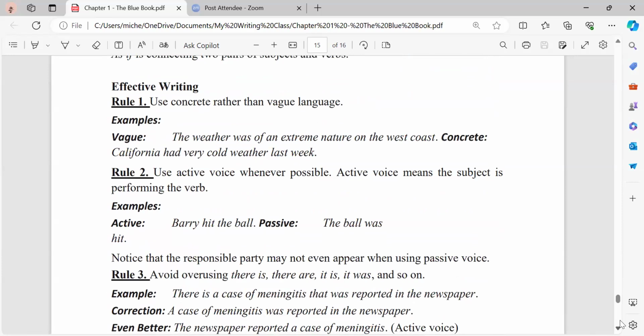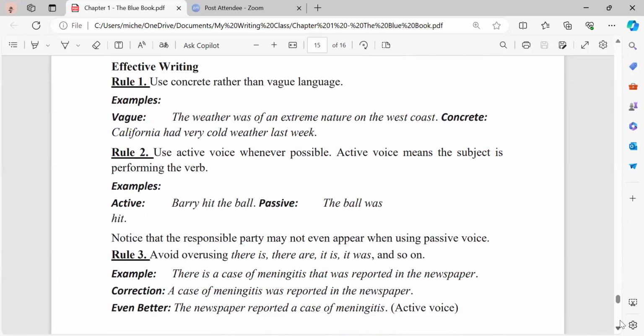Now we have effective writing right here. So now we're going to the writing part. Use concrete rather than vague language. Vague language is ambiguous, usually like this: the weather was of an extreme nature on the west coast. So concrete, well: California had very cold weather last week.